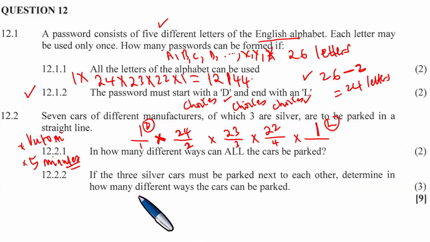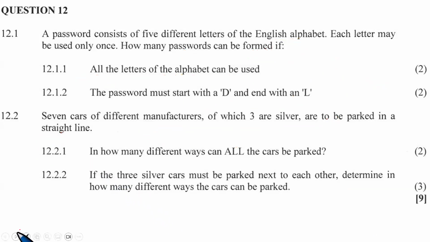Let's continue. Right, so now in the next question, we are dealing with cars. 7 cars of different manufacturers, of which 3 are silver in color, are to be parked in a straight line. In how many different ways can all the cars be parked?